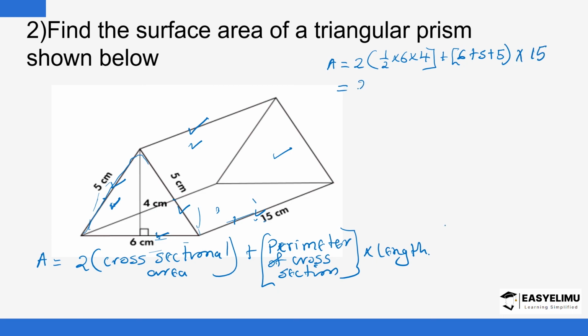So what do we get? So this is 2 into, so 2 here, 1, 2 there, 3, and 3 by 4 is 12. Plus 6 plus 5 is 11, plus 5 is 16, 16 by 15. So this is 24 plus 16 by 15. 16 by 15, so what do we get?